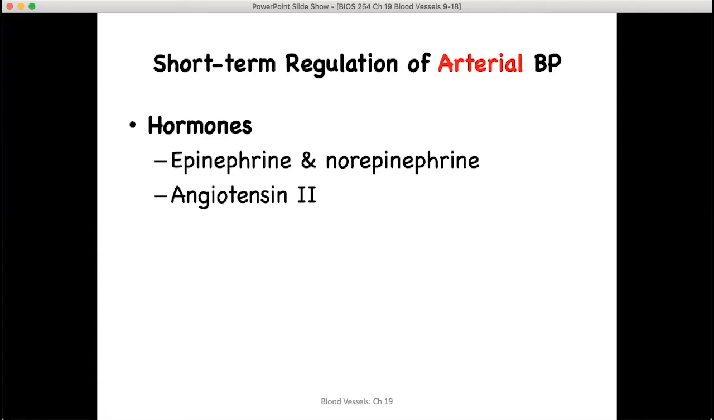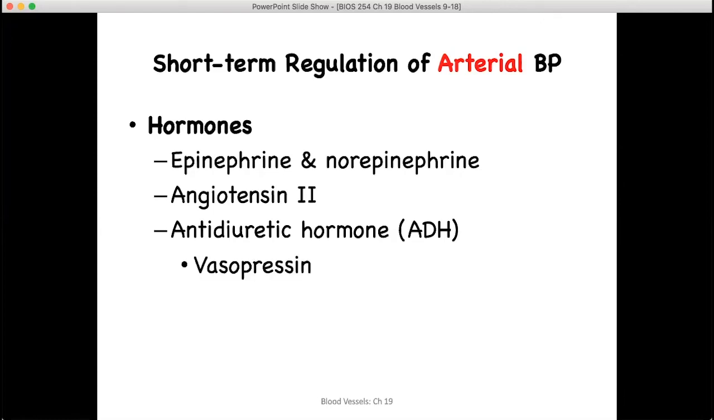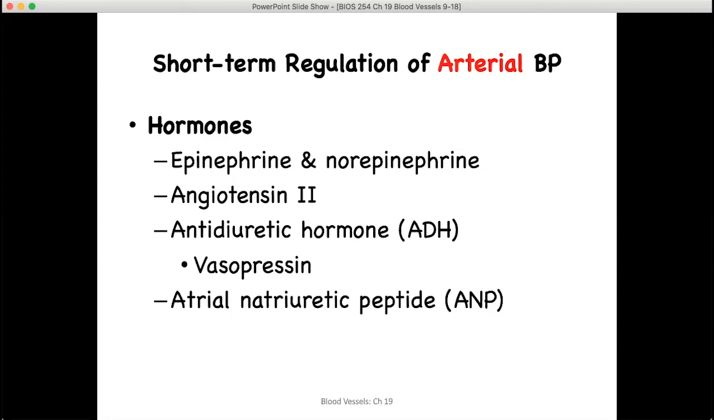Angiotensin II is a vasoconstrictor. Antidiuretic hormone is also a vasoconstrictor. For that reason, it is known as vasopressin. That is its second name. So all of these hormones listed so far are vasoconstrictors, which will increase blood pressure. The last, atrial natriuretic peptide, will do the opposite. This will bring about vasodilation.